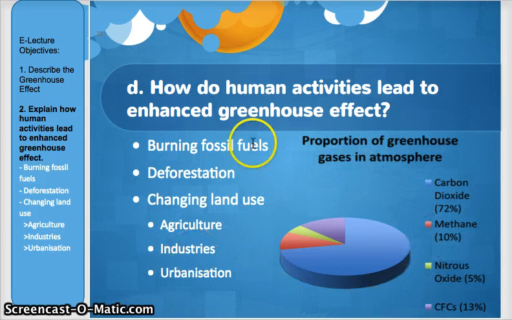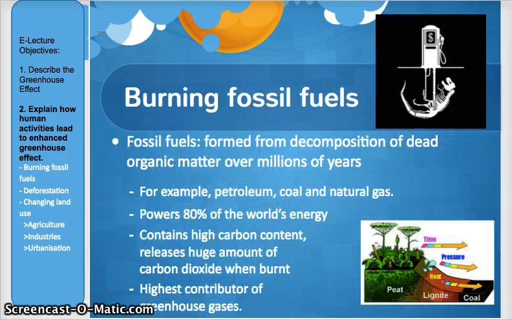So this is a diagram of the proportion of greenhouse gases in our atmosphere. As you would notice, carbon dioxide makes up a large part of it. What happens when this increases? And what happens when the other gases increase as well? Let's move on to the first human activity that leads to an enhanced greenhouse effect. Now the first of this is burning fossil fuels.